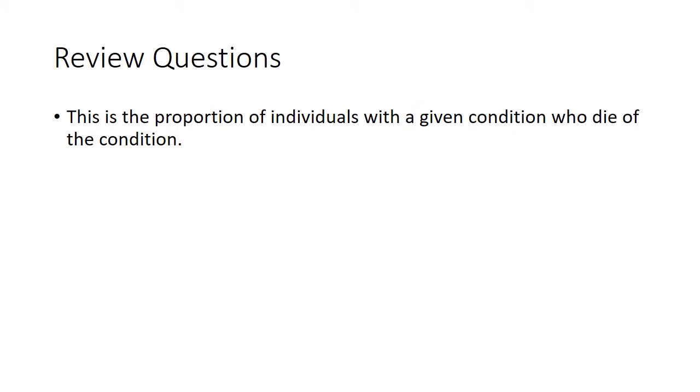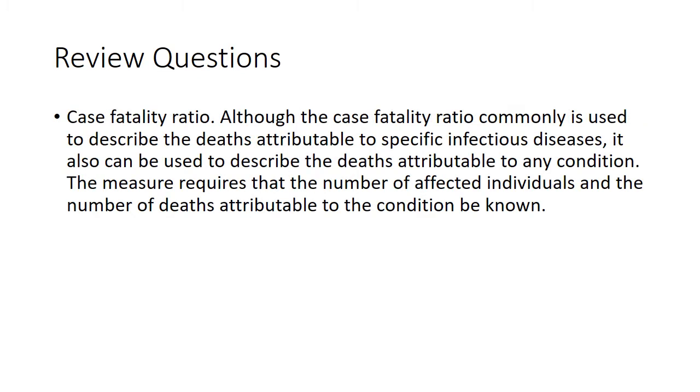This is the proportion of individuals with a given condition who die of the condition. So these are people that have the disease and those that die of that disease. It's the fatality ratio among cases of disease, so the case fatality ratio. Absolutely fantastic. Yep, so we work through that. You can look at the definition and get an idea for what we're actually talking about. It's the case fatality ratio.